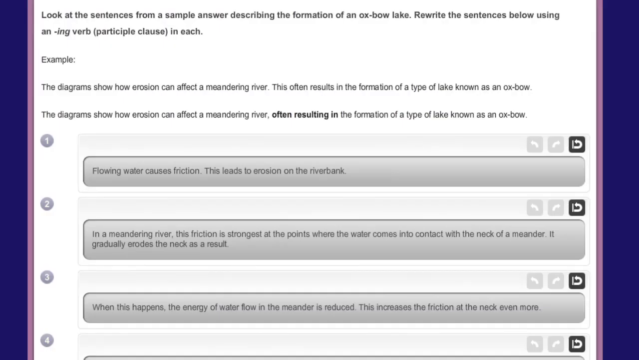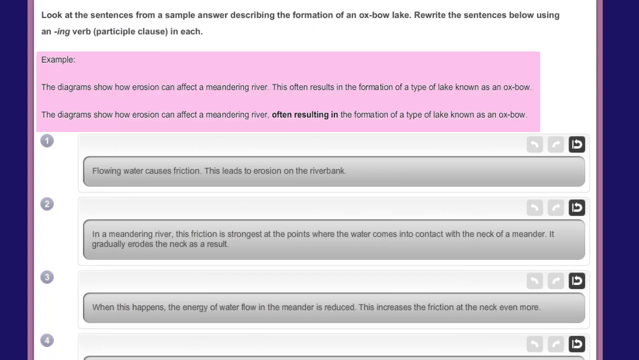Okay, so what we're going to do now is we will look at the sentences from our sample answer describing the formation of an oxbow lake, and we need to rewrite these sentences using the participle clause. It's when you use the verb in the ing form. So here we have an example. The diagrams show how erosion can affect a meandering river. This often results in the formation of a type of lake known as an oxbow. So these are two separate sentences.